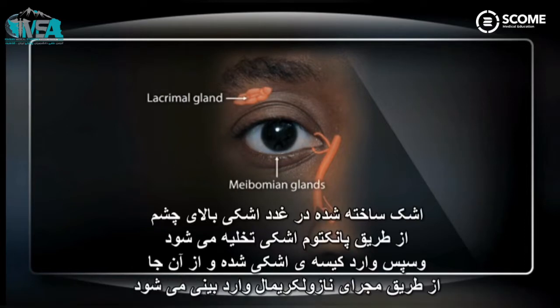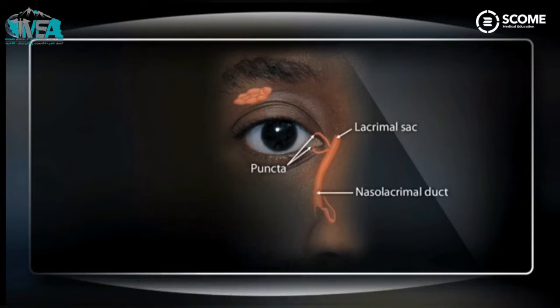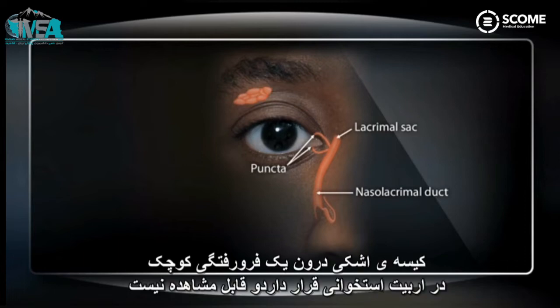Tear fluid from the lacrimal gland above the eye drains medially through the lacrimal puncta and passes into the lacrimal sac and onto the nose through the nasolacrimal duct. You can easily find the punctum atop the small elevation of the lower lid medially. The lacrimal sac rests inside the bony orbit and is not visible.